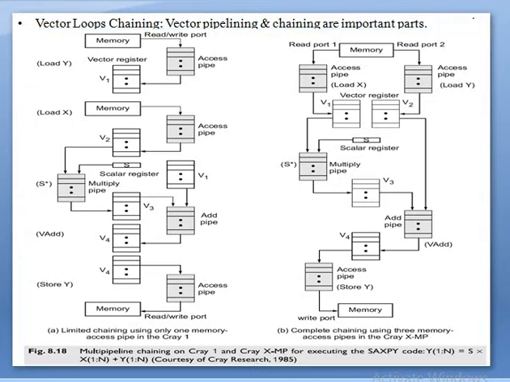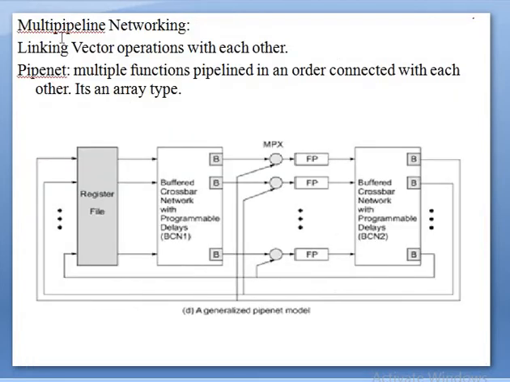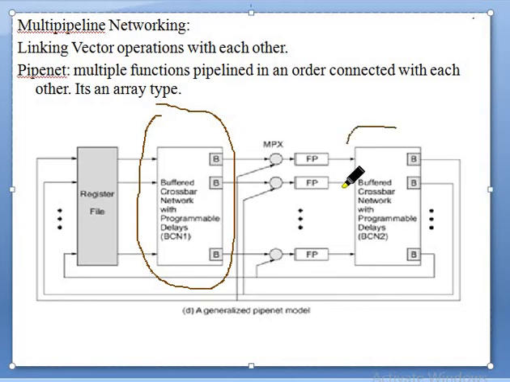Okay, now the next one is multi-pipeline networking. What do you mean by multi-pipeline networking? Between multiple pipelines, how do we create a network? You can expect it here. This component is the same as this component, separated by one functional pipeline.